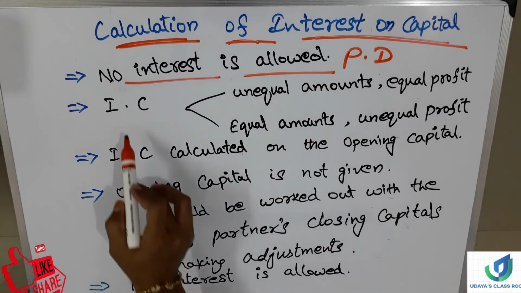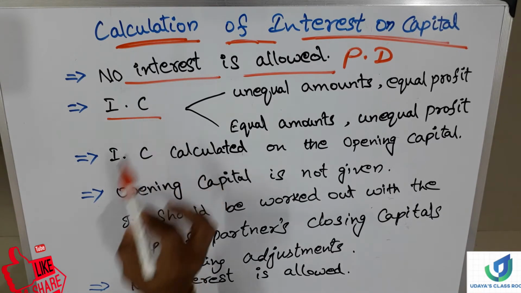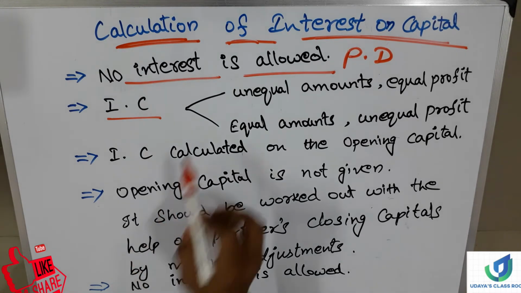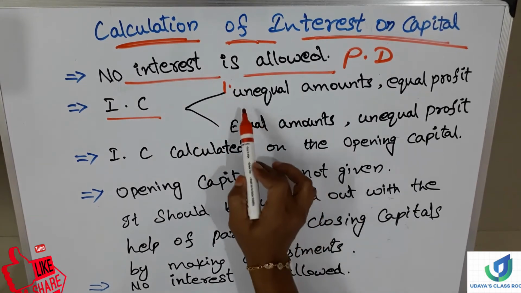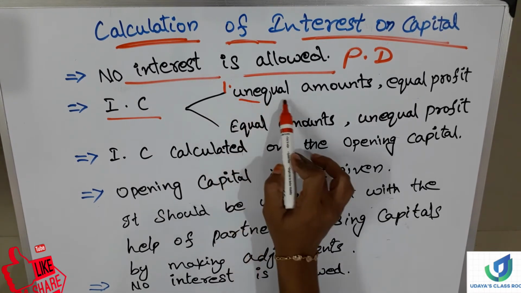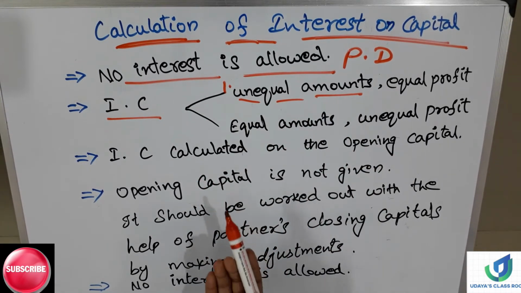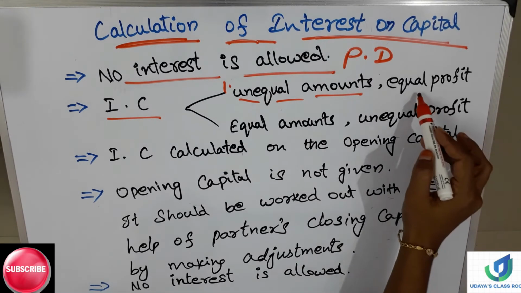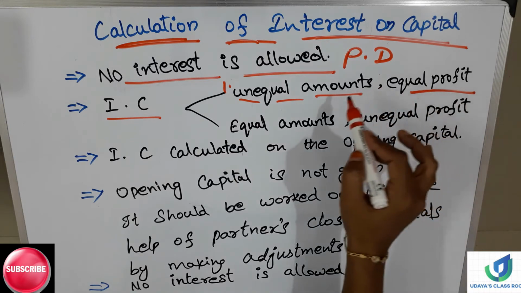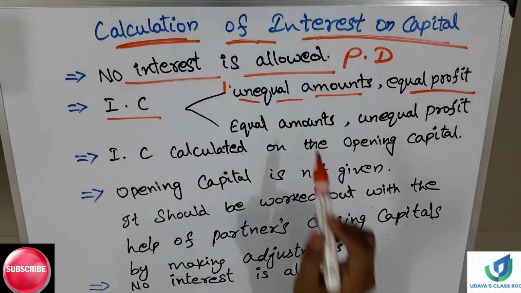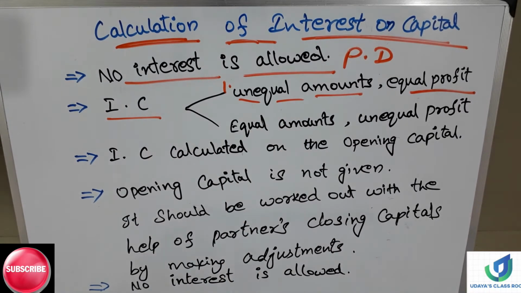The second point is interest on capital will be distributed to the partners under two conditions. The first condition is the partners' contributions are unequal. A would have invested 2 lakh and B would have invested 3 lakh. So unequal amounts when the partners contribute to the business, and their profit share would be equal. So they contribute unequal amounts and share equal profit. In this case interest on capital will be calculated.